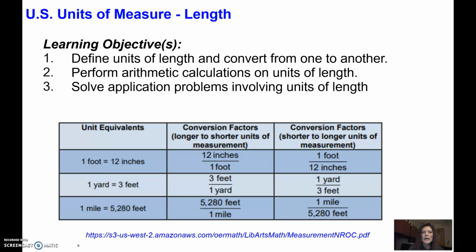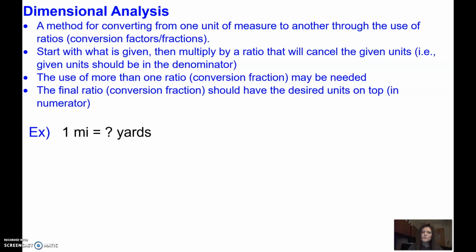All right, so let me take a look at the next slide. In order to make these conversions, we're going to use something called dimensional analysis. If you've taken chemistry classes, you've probably done this before and not even realized that's what you're doing. It's a method for converting from one unit of measure to another, and it's using fractions or those ratios or conversion factors or whatever we want to call them. We start with what's given, and then we multiply by that ratio, and we want to cancel out the given units and eventually get to the units that I want.